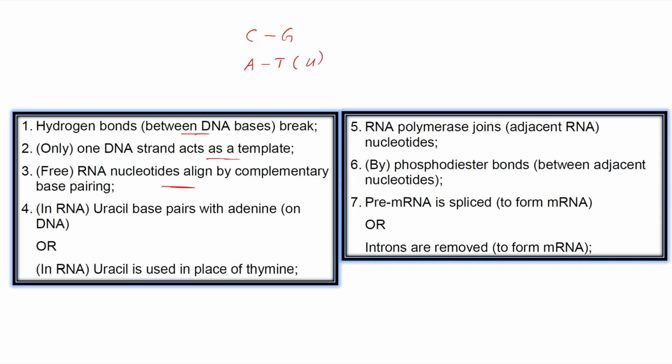Number 5, RNA polymerase joins adjacent RNA nucleotides. Number 6, by phosphodiester bonds between adjacent nucleotides. And number 7, pre-messenger RNA is spliced to form messenger RNA. So basically, the introns are removed during this process to make the final RNA.